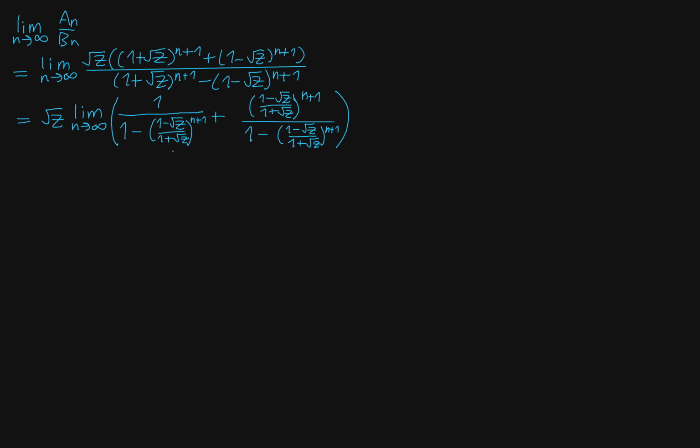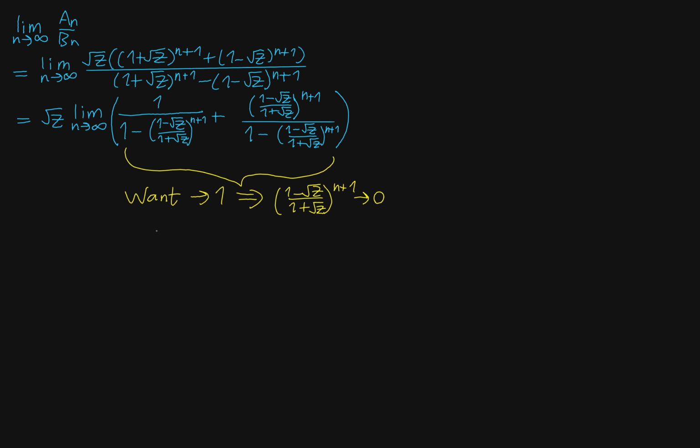Now, if we want to get square root of z, we want this to approach 1. If this stuff goes to 0, we're going to have 1 over 1 minus 0, that's just 1, and then plus 0 over 1 minus 0, which is 0. So that means we want 1 minus square root of z over 1 plus square root of z to the n plus 1 to approach 0.